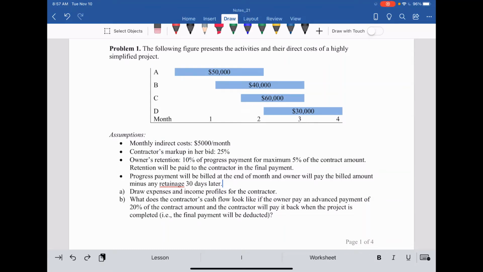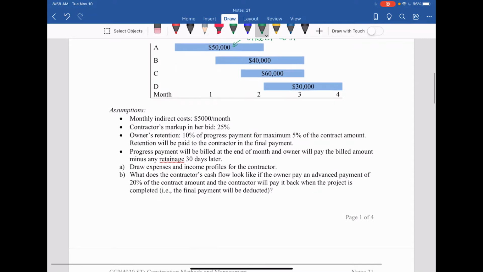Problem 1. The following figure presents the activities and their direct costs of a highly simplified project. The direct costs shown here are the direct cost for each activity, with some assumptions. Monthly indirect cost is 5,000 per month. Contractor markup in her bid is 25%. Markup is on top of direct cost, and the markup includes overhead and profit.